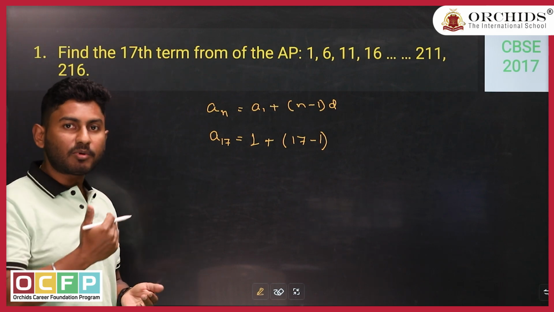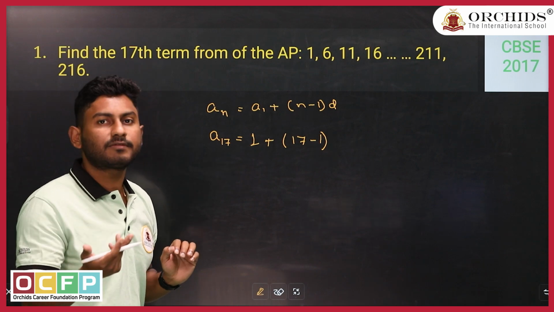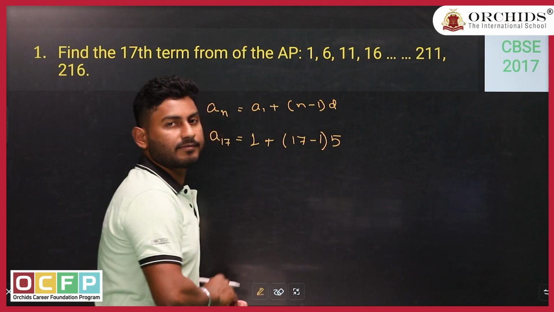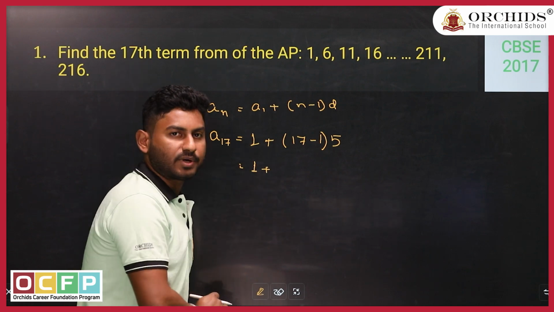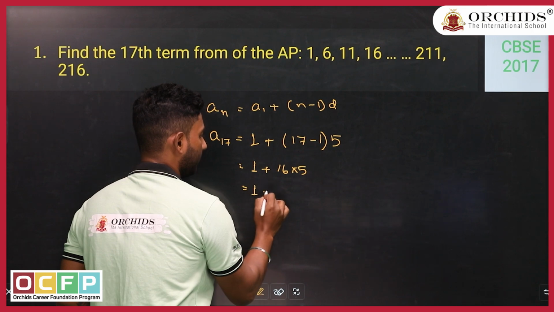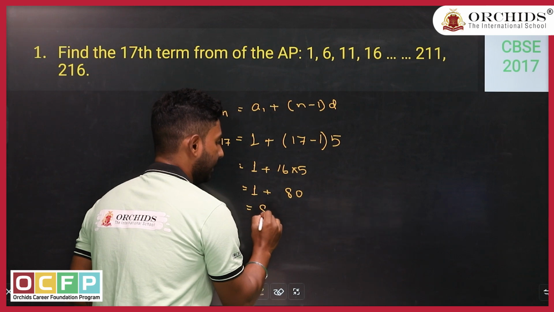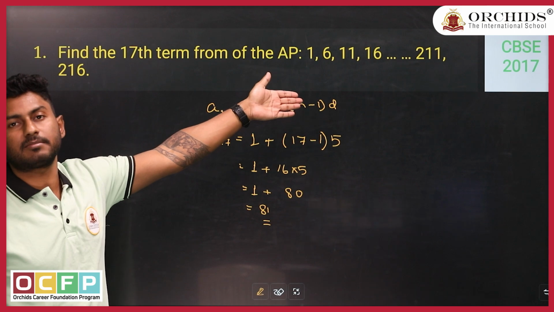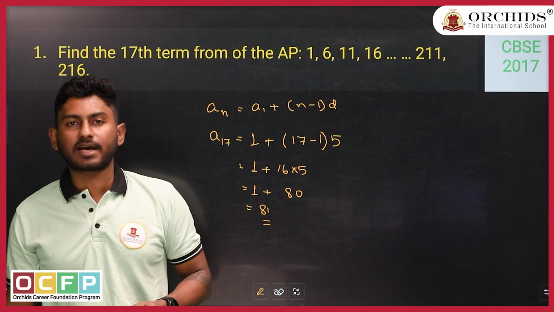What's D? D is the common difference, the difference between the successive numbers. If you say 6 minus 1, how much? 5. What is 11 minus 6? Again 5. So D is 5. Put 5. Now calculate. So 1 plus 17 minus 1 is 16, 16 into 5. 1 plus 16 into 5 is how much? 80, isn't it? 80 plus 1, 81. So what we got? We got the 17th term of this particular series. Is it clear? I hope everyone has got the right answer.